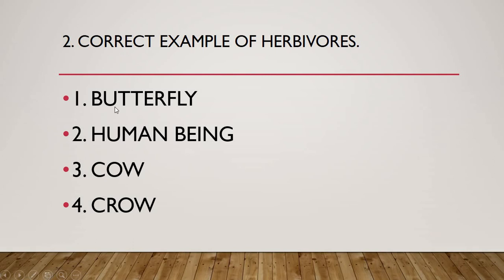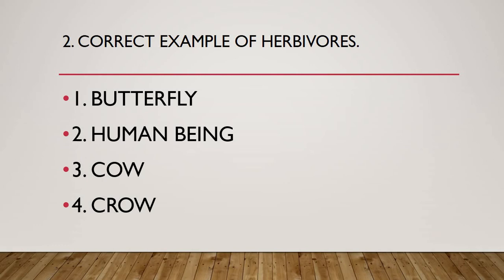Okay, so the correct example for herbivore, is it butterfly, human being, cow or crow? So now you will say, sir, human being. But let me tell you, human being is not a herbivore. Human being, like a bear, is also considered an omnivore, because human beings can eat plants and flesh. So it depends on their likings. So this confusion was still there. Now I hope it is not there, that human being is not herbivore.